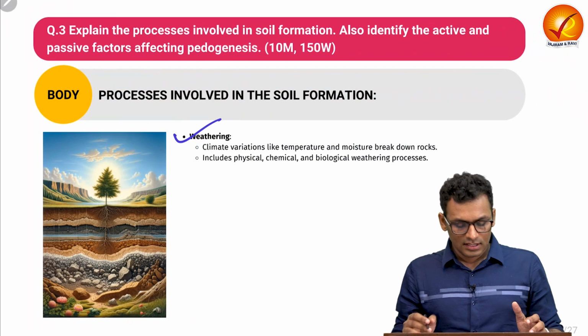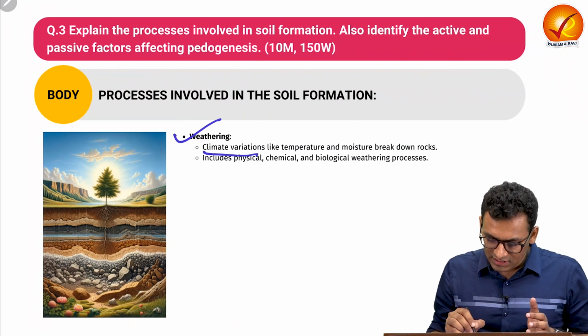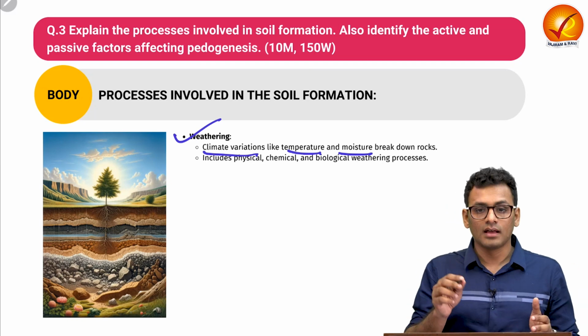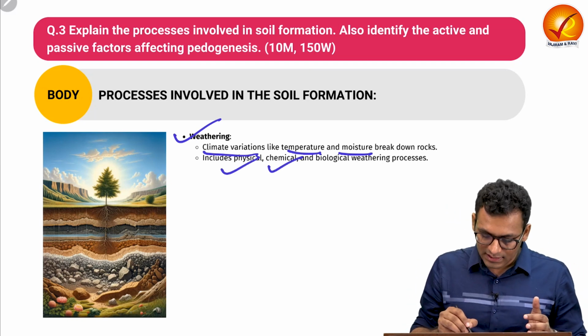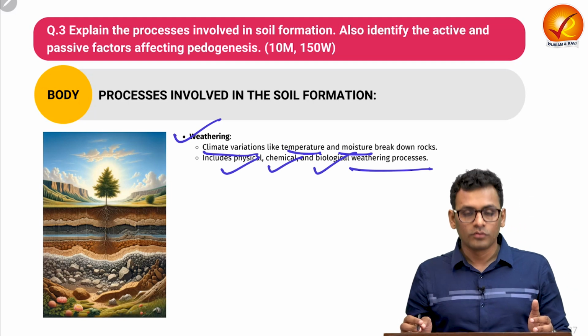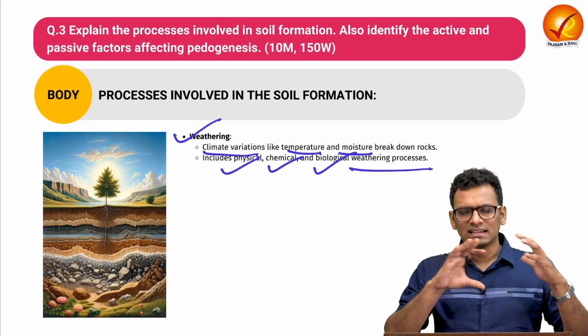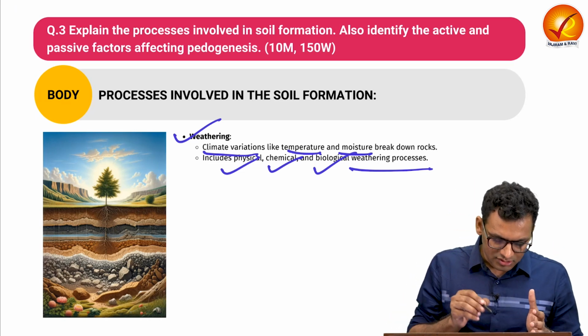Now weathering can be understood through climatic variation like temperature and moisture, which breaks down the rock. Now they include physical, chemical as well as biological weathering. Now we can understand how different kinds of processes basically change the structure of the soil.